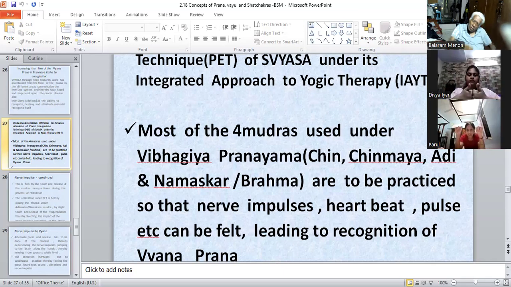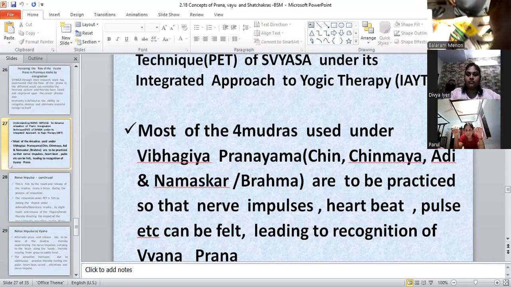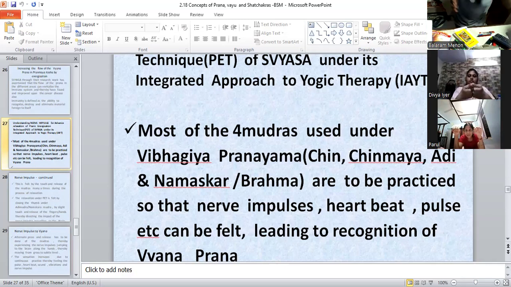Adi mudra. So your thumb is inside, sir? Exactly below the navel. That is Brahma mudra. So, which parts are getting activated? Chin mudra, only the abdomen activates. Chinmay mudra, the middle part activates at the thoracic level.